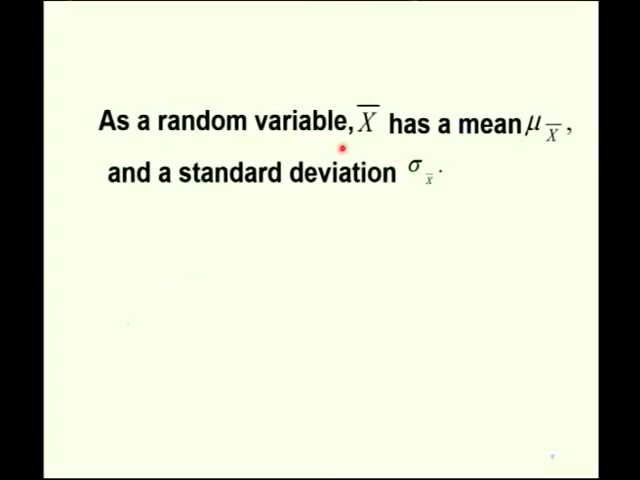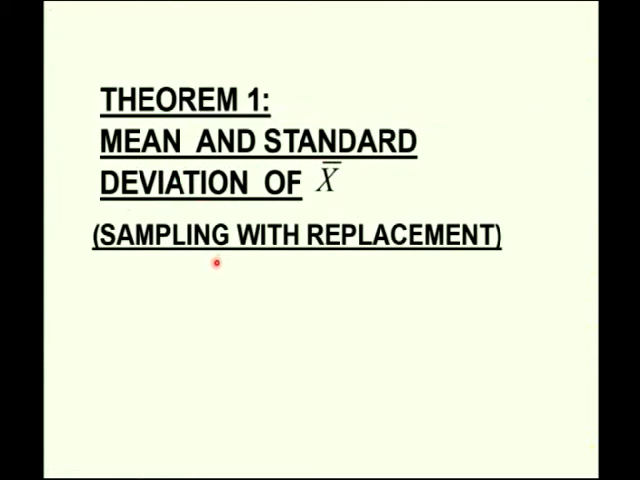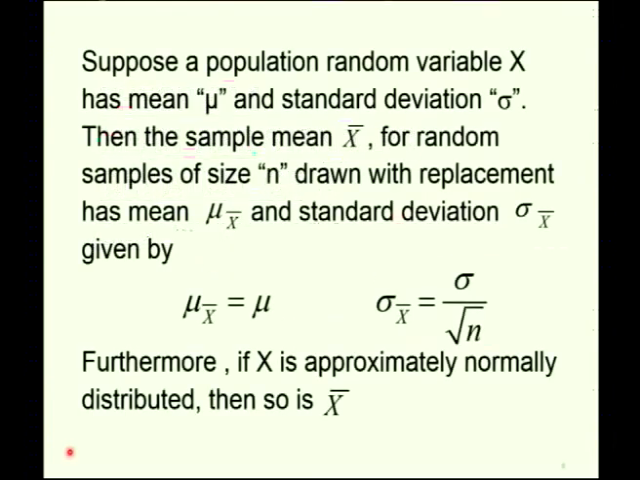As a random variable, x bar can be treated like x, a random sample value. So, x bar has a mean mu x bar and a standard deviation sigma x bar. Now, when x bar becomes a separate random variable, we can discuss the mean and standard deviation of x bar in the case of sampling with replacement. This is the theorem related to the mean and standard deviation of x bar as a separate random variable in the case of sampling with replacement.